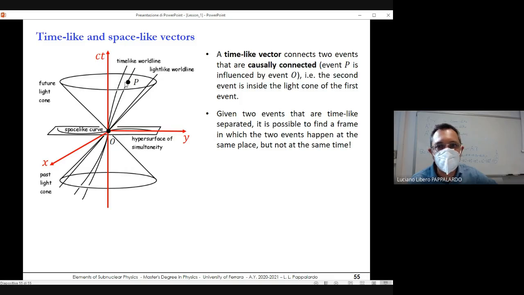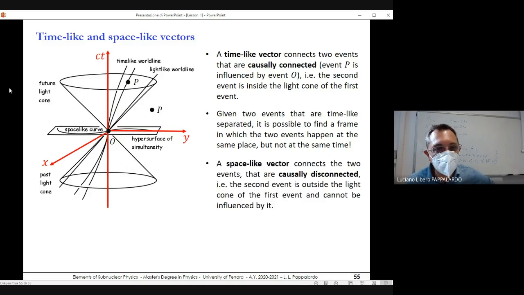Okay. So a time-like vector connects two events that are causally connected. This means that the event P is influenced by what happened at the event O. They are causally connected. Okay. So the second event is inside the light cone of the first event. Given two events that are time-like separated, it is possible to find a frame in which the two events happen at the same place, but not at the same time. And this will be not possible in any reference frame, because delta S is a Lorentz invariant.